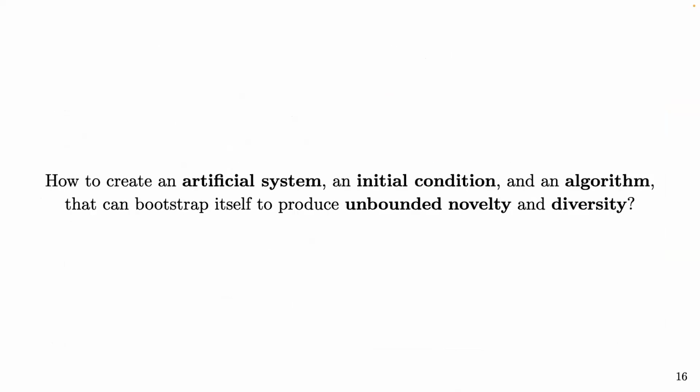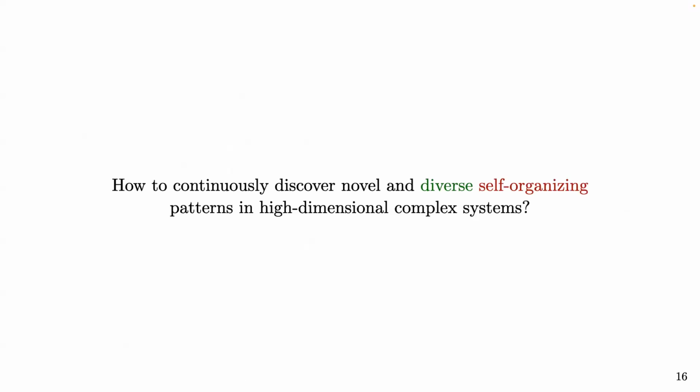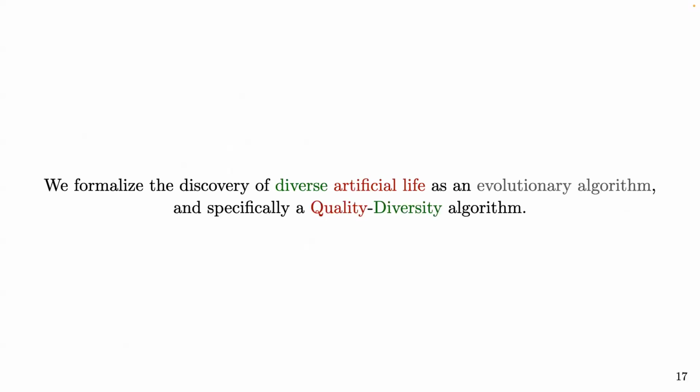So given that some high-dimensional complex systems such as Lenia support diversity of artificial life, we can revisit our initial question. And the challenge becomes how to automate the discovery of diverse self-organizing patterns within high-dimensional complex systems. To do that, we formalize the discovery of diverse artificial life as an evolutionary algorithm, and specifically a quality diversity algorithm. So now I will explain what a quality diversity algorithm is.